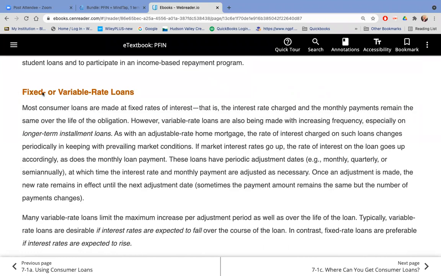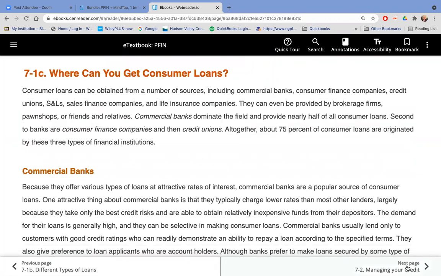Loans can either be fixed rate or variable rate. So again, that interest rate that you agree to can stay fixed throughout the term of the loan. Or in some cases, loans can vary their interest rate based on an index. Could be the prime rate, could be other types of rates. So as it goes up and down, the interest on your loan goes up and down.